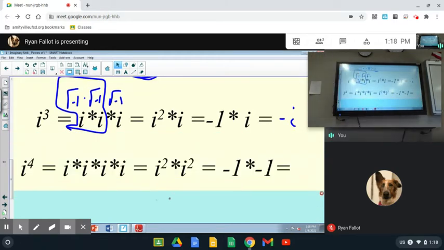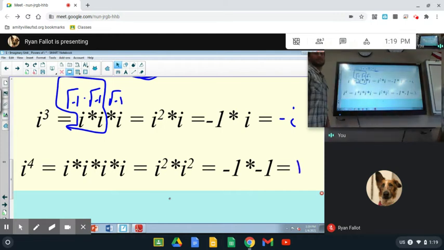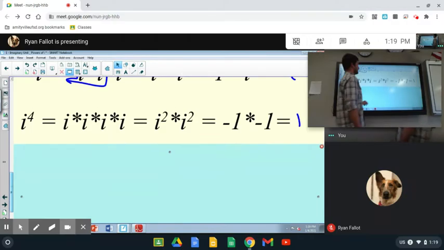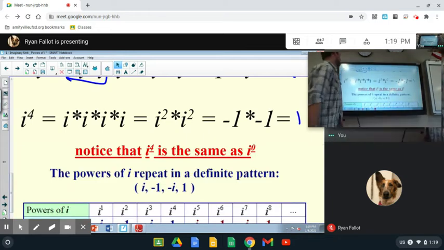Okay, and our last one, i to the fourth power, is i times i times i times i, which is i squared times i squared, which is negative 1 times negative 1. What's negative 1 times negative 1? Just 1. And that's just something you need to remember as well. But there's a chart that's going to help you with this. Notice that the fourth power is the same as the 0 power. i to the fourth equals i to the 0 power.